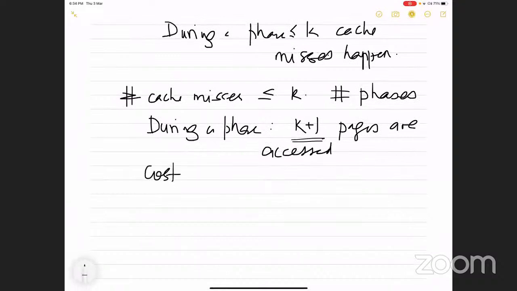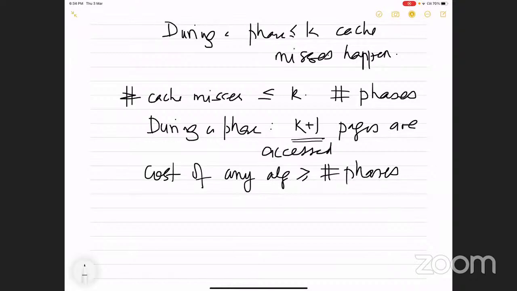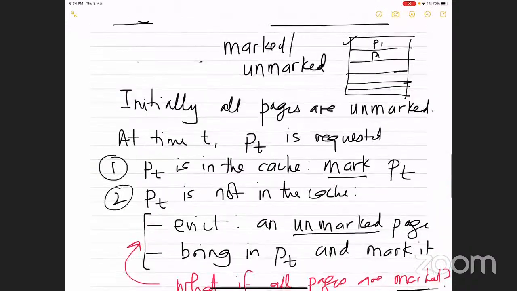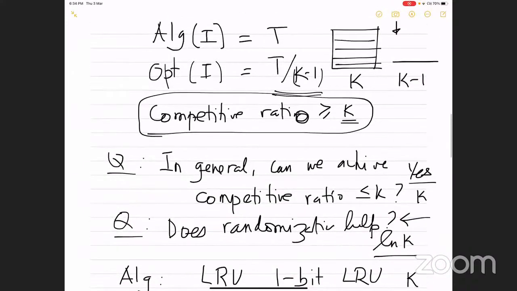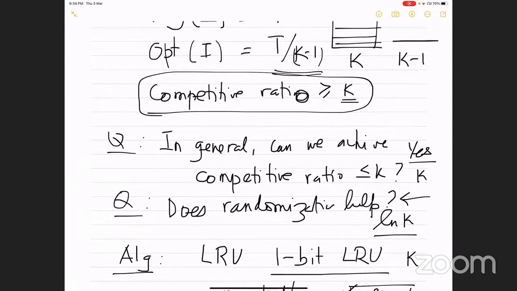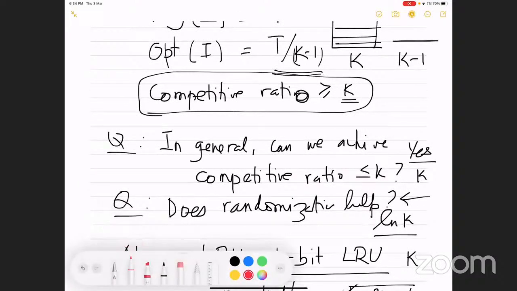So this proves that even if somebody knows the entire input, any algorithm has to incur a cost of at least the number of phases. And so if you now compare these two things, you realize that the ratio is K, and so this shows that this algorithm has a competitive ratio of K. Okay, so far so good. So that shows that this simple marking algorithm incurs a competitive ratio of K, so that answers this question.